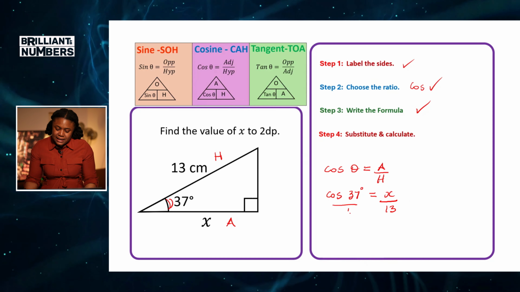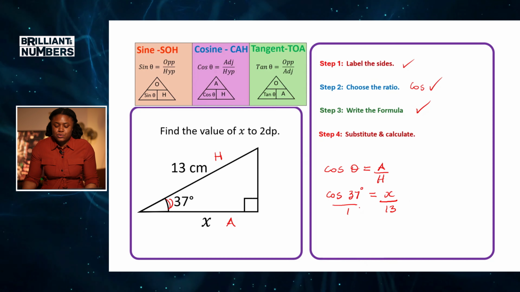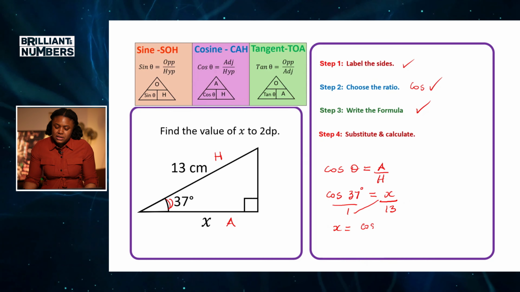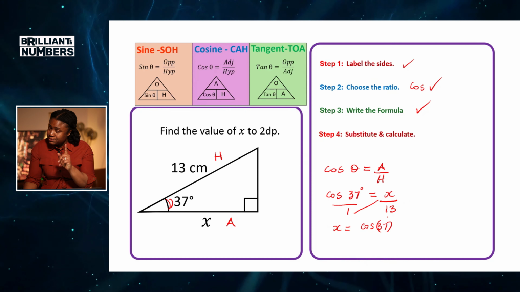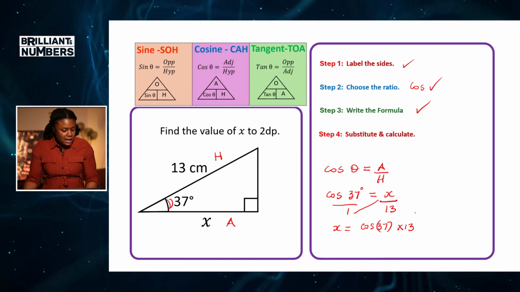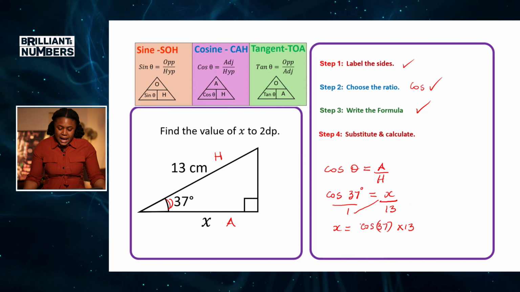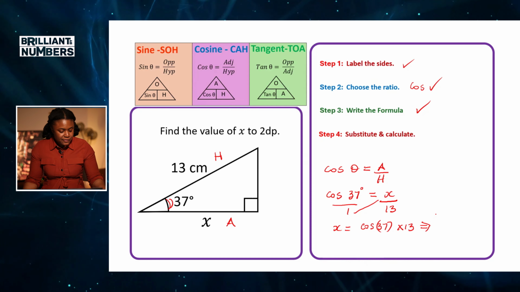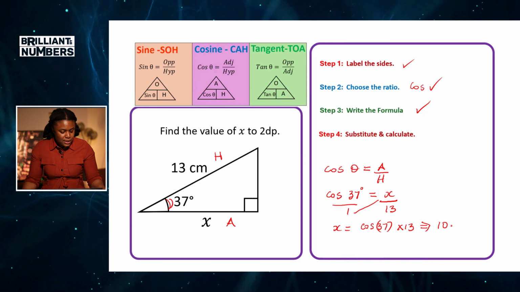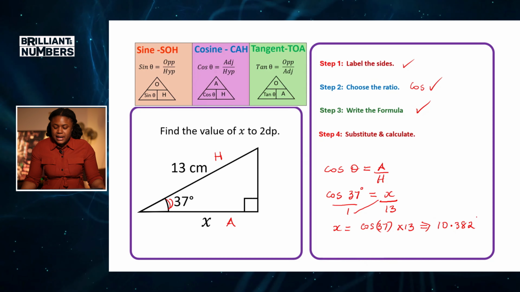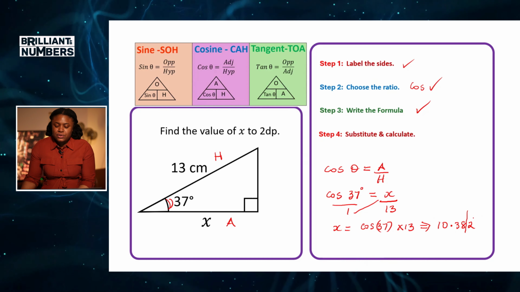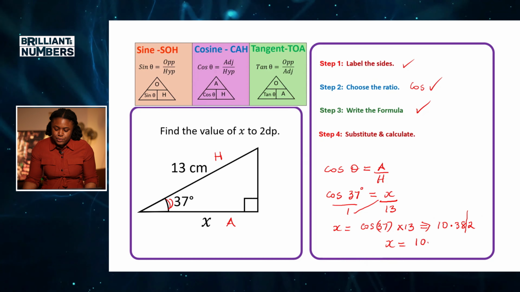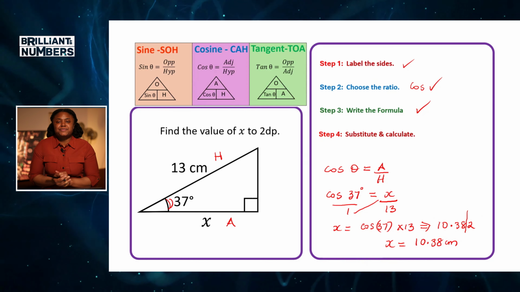So again, to see that clearly, I can put my denominator here as 1 and cross multiply. 1 times x gives me x. Then I need to do cos 37, which I must put in bracket, multiplied by 13. I put that into my calculator and I will write my answer to 3 dp's, and then focus on my degree of accuracy. I've got 10.382, and I check. I realize my 2 is below 5, so I've got to round down. So therefore, x is equal to 10.38 centimeters. And there we have it.